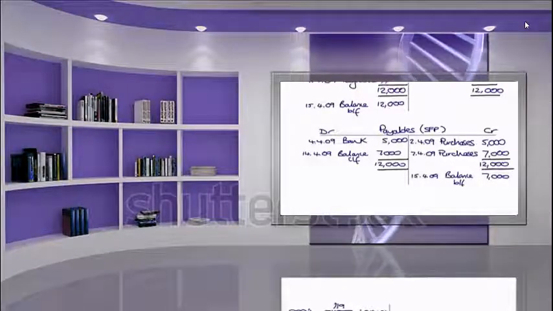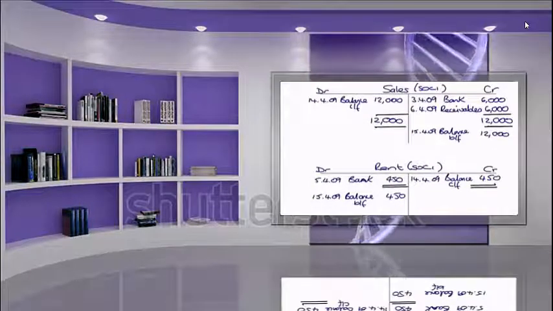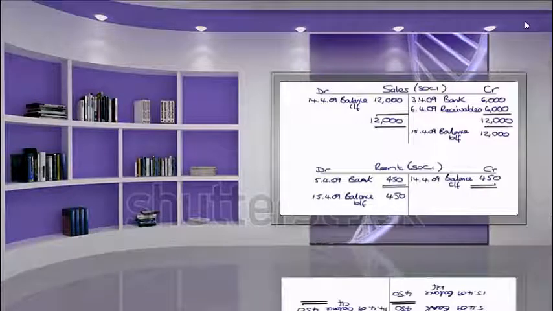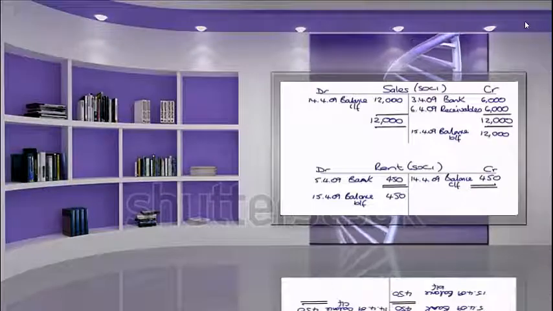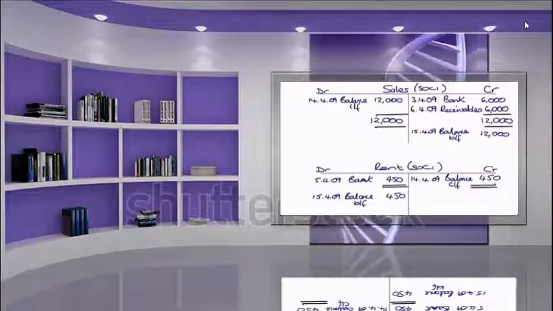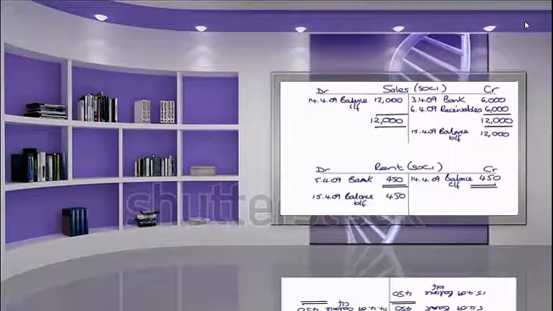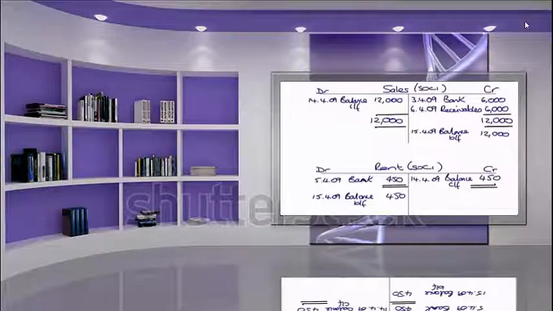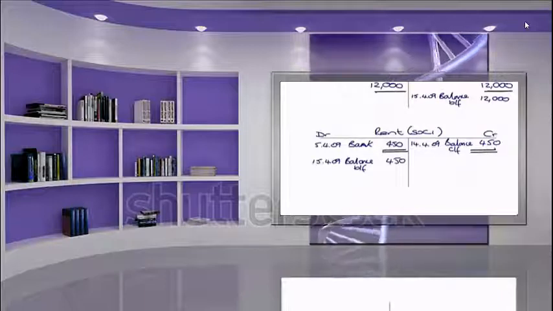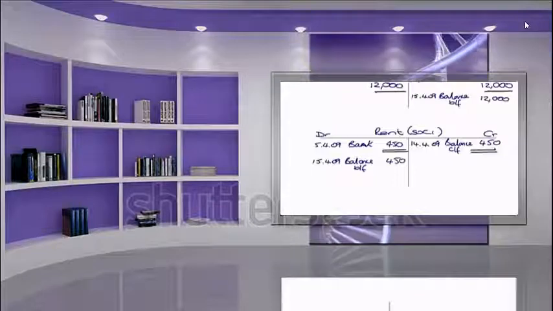Moving on then, let's have a look at sales. Sales, we should have got an opening balance brought forward of $12,000 on the credit side. And remember, sales is income, so that balance brought forward on the credit side is right, because income is the I in DEAD CLIC, and that appears under the credit. Looking at rent, rent is an expense just like purchases. We have an opening expense of $450 on the debit side.